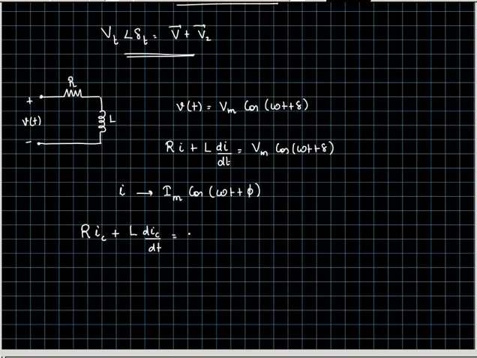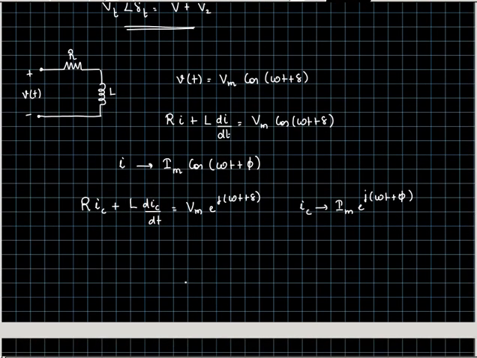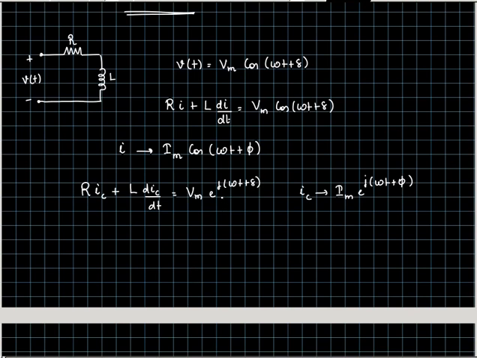is equal to Vm e raised to j(omega t plus delta), and your Ic is the complex exponential current which would be Im e raised to j(omega t plus phi). Im and phi are the two unknowns that you would like to find out by solving the equation. So, in this case let us see what this reduces to if I substitute for Ic.